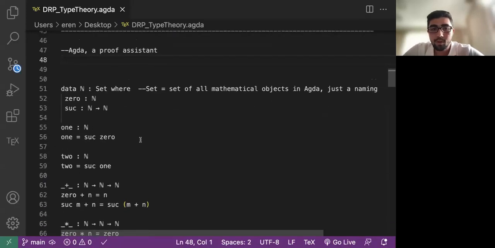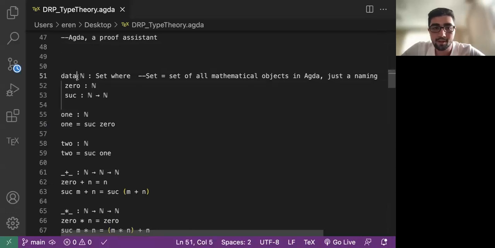Let's see how we define natural numbers in type theory. We first write data to indicate to Agda that we are declaring a new type, and it's a term of Set. Set is a reserved word used for the set of all mathematical objects in Agda. It's just a naming. We declared it here, and we give the constructors of natural numbers, like in Peano's classical construction. 0 is a term of natural numbers, and successor is a function from natural numbers to natural numbers.